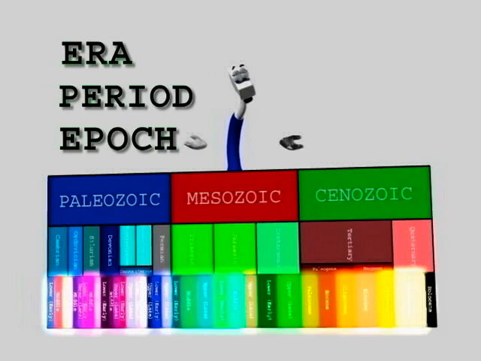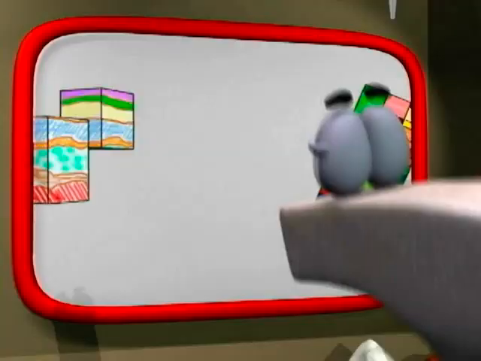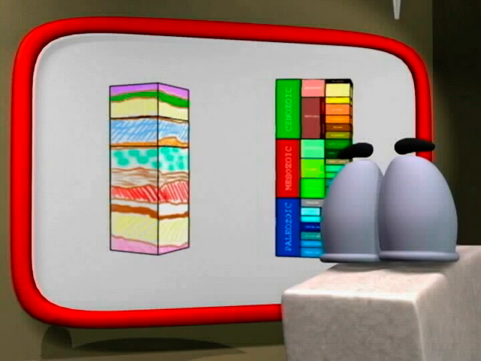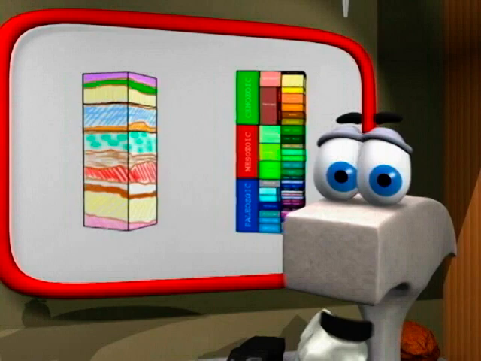So now, if we were to take the timeline and combine it together with the geologic columns so that they fit perfectly together, we'd find out... Well, look at that! Well, we can see now how all the layers of rock fit into the Earth's history. Well, I guess we have the layers and the timeline concept covered.